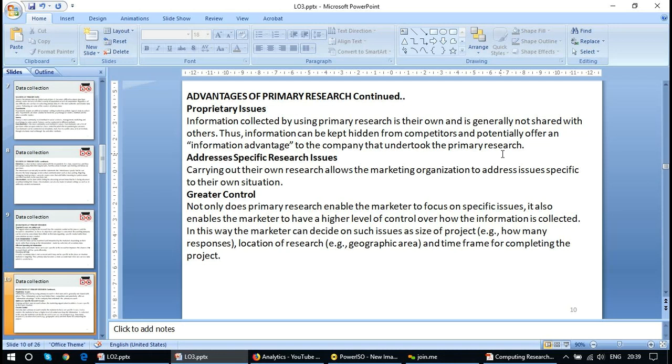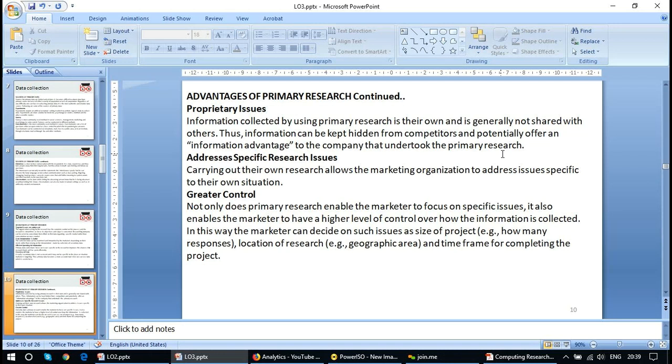Another advantage of primary research is that it addresses specific research issues. Carrying out their own research allows the marketing organization to address issues specific to their own situation. Obviously, you would be focusing on your problem. The problem you are trying to address may not be fully covered in the secondary research, and you couldn't find the whole problem there. So that's why you have the advantage of addressing the particular specific research issues.